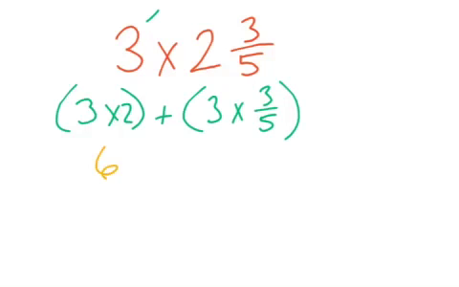3 times 2 is 6 plus 3 times 3/5. Now I have a whole number and a fraction. 3 times 3 is 9. My denominator stays the same.